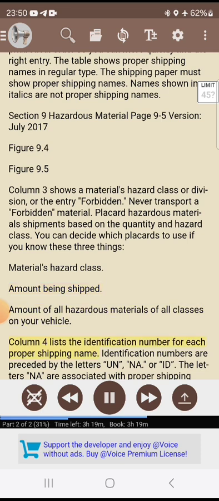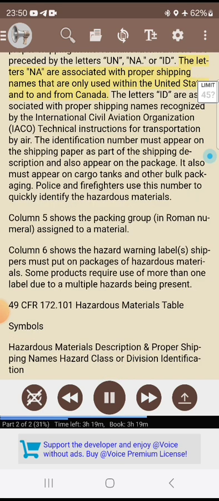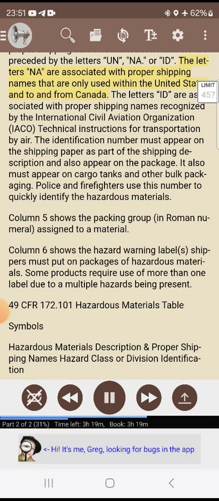Column 4 lists the identification number for each proper shipping name. Identification numbers are preceded by the letters UN, NA, or ID. The letters NA are associated with proper shipping names that are only used within the United States and to and from Canada. The letters ID are associated with proper shipping names recognized by the International Civil Aviation Organization (ICAO) technical instructions for transportation by air.